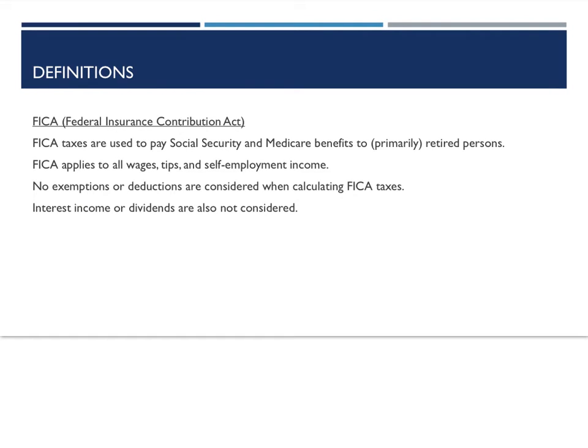FICA? FICA must be everybody's best friend because everybody gets to pay FICA. FICA comes straight out of your check. It comes out of only earned income. This money is taken out of your check to pay Social Security and Medicare. You don't get any exemptions or deductions. It's just a straight percentage straight off the top.